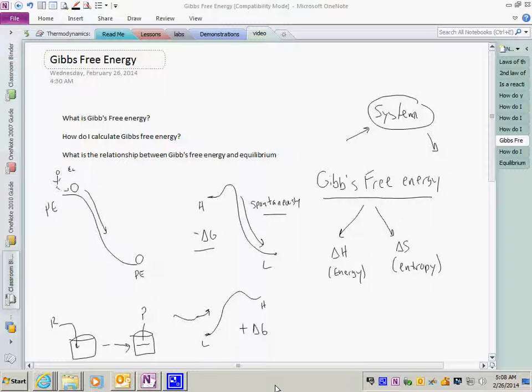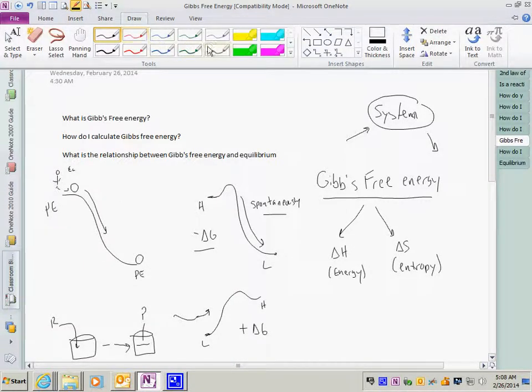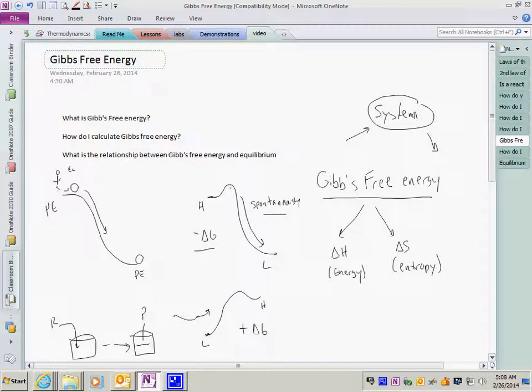Okay, a couple of things here. I'll grab a marker. All right, so what is Gibbs free energy? Well, Gibbs free energy is its total net loss or gain of a chemical reaction.